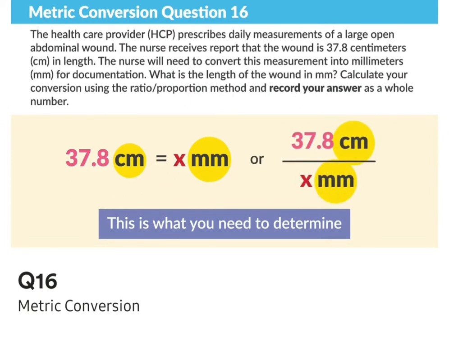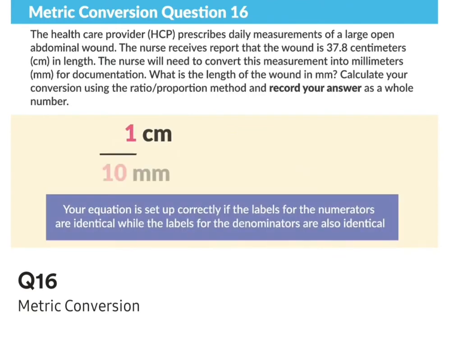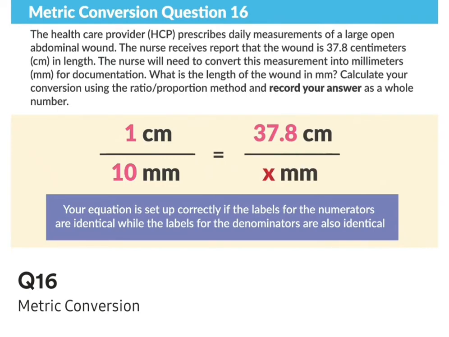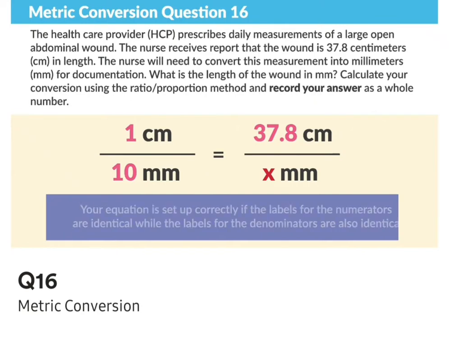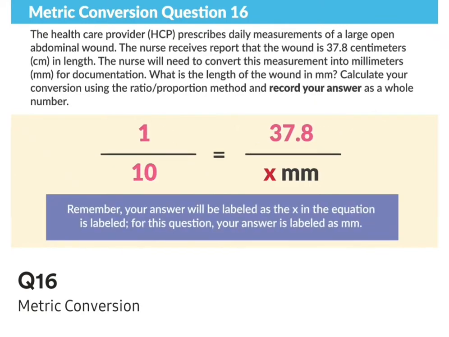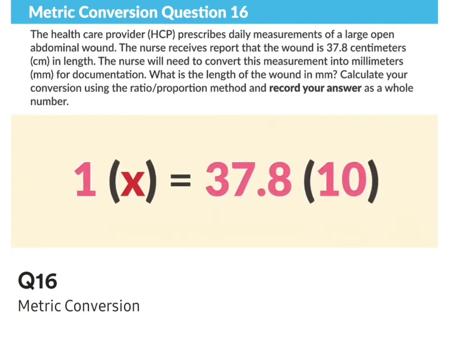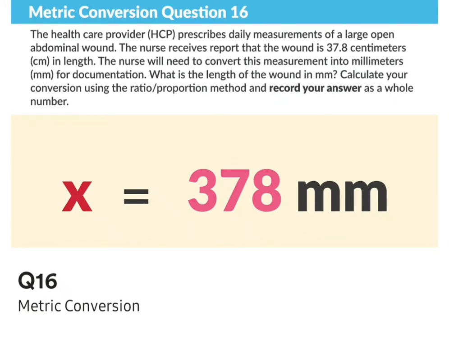Now we simply set up the formula. 1 centimeter on top and 10 millimeters on the bottom, and on the other side, 37.8 centimeters on top and X millimeters on the bottom. Now we drop the labels here. 1 over 10 and 37.8 over X. Now we cross multiply here. So once we cross multiply, 10 times 37.8, our X now equals 378. So the correct answer is 378 millimeters.